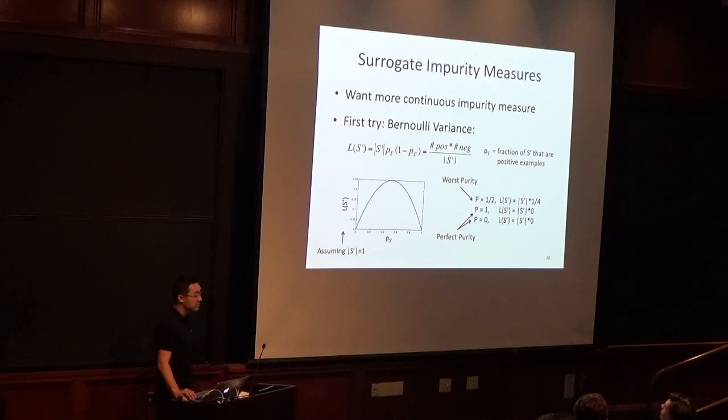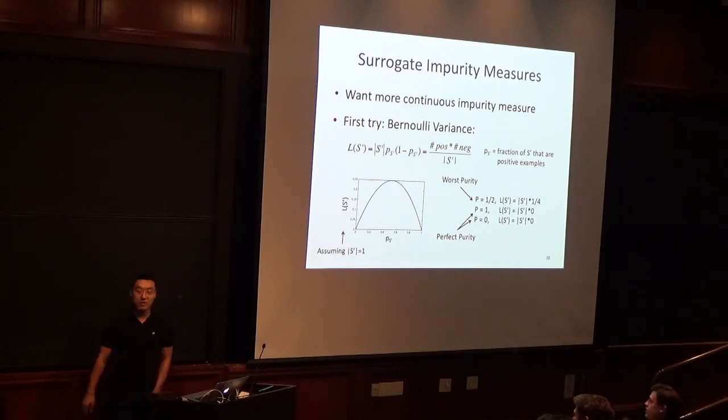Yes, question? Why do I want the purity to be symmetric with respect to the number of positive and negative values? Okay, so the question is, why do I want the purity to be symmetric?